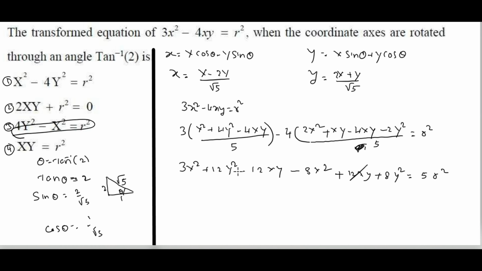So plus 12xy minus 12xy cancelled. 3x square minus 8x square, that is minus 5x square. 12y square plus 8y square, that is 20y square is equal to 5r square. Therefore take 5 common, that is 4y square minus x square is equal to r square. So this is the answer. Here third option is correct answer.